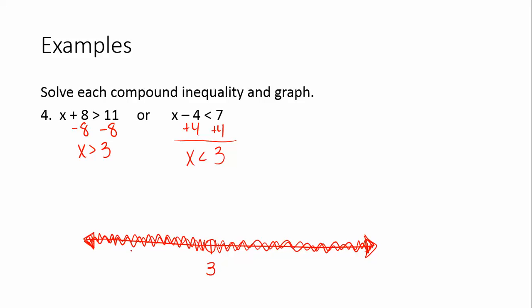So how do we write this as an answer? Well, we can say all real numbers and we can say x does not equal 3. So that means every other answer will work except x equals 3. So all real numbers, but x does not equal 3.